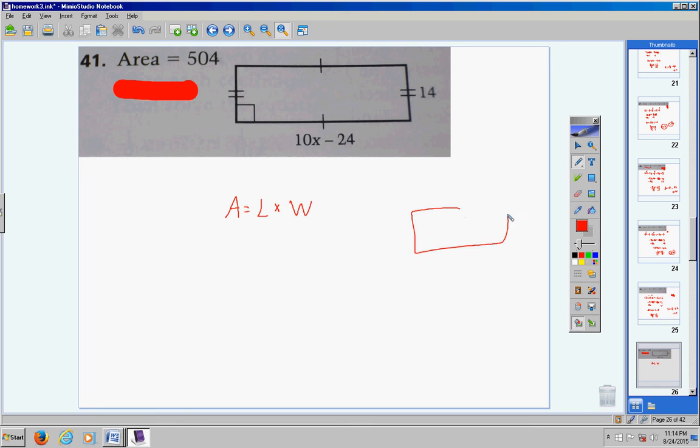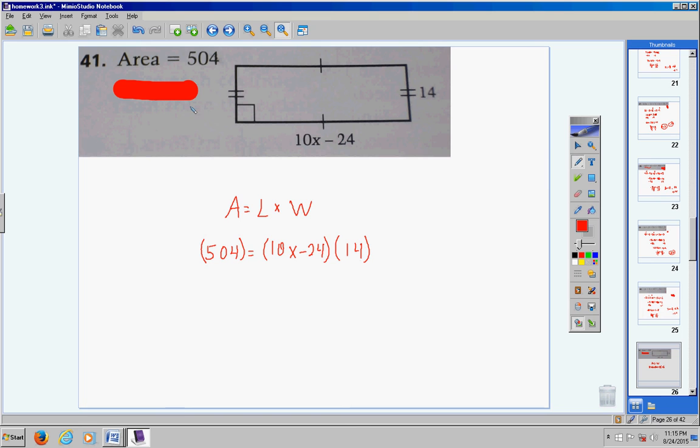If I have a rectangle, it has a length of 5 and a width of 2. Multiply them together and the area is 10 square units. Okay, so my area for this rectangle is 504. So I put that in for A. My length is, and actually I should have put this in parentheses. Always use parentheses when you make a substitution. My length is 10x minus 24. And my width is 14. And they want us to solve to find the dimension.